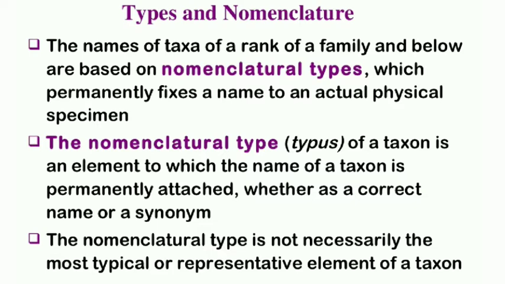Okay. So, here the nomenclatural type of a taxon, any taxon, mainly the lower taxa like species, genus and family, is an element to which the name of a taxon is permanently attached, whether as a correct name or a synonym. So, this is specimen, this is name, next specimen, next name. When the specimen is prepared, it will be given a name, and then it will be permanently attached to the specimen itself. It may be a correct name or a synonym, meaning the exact name or a similar name.